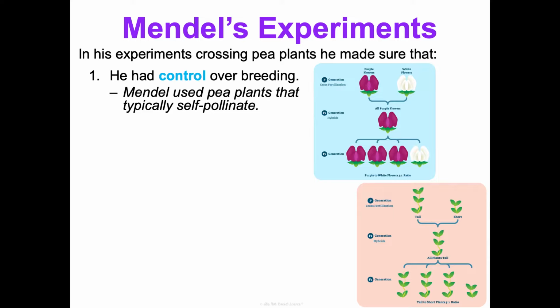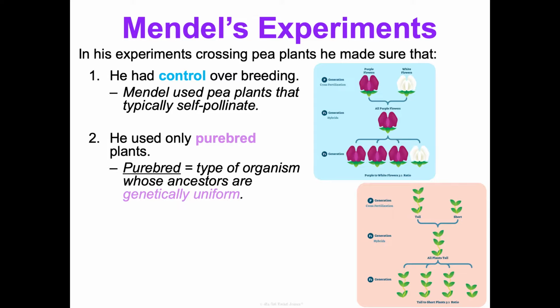Remember from Unit 1, we've talked about how important it is to have controlled variables in our experiments, and that's what he was doing. He also only used purebred plants, and that term in genetics is referring to organisms whose ancestors are genetically uniform. So for example, when I'm looking at this picture and he crossed a purple flower with a white flower, this would be a purebred purple, meaning all of its ancestors that he knew were purple, and these white, all of theirs were white. So we're looking for ones that way for him to study.